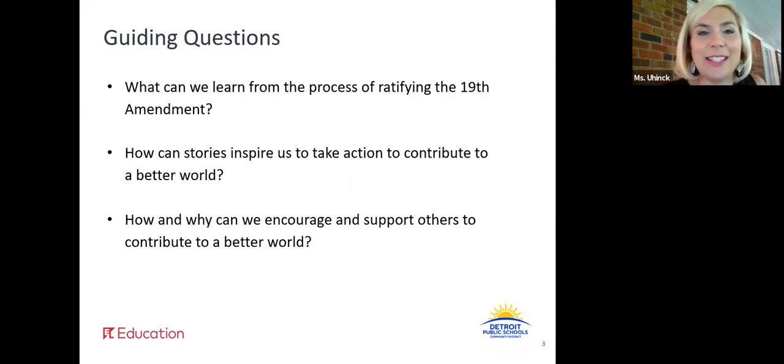Our guiding questions are, what can we learn from the process of ratifying the 19th Amendment? How can stories inspire us to take action to contribute to a better world? And how and why can we encourage and support others to contribute to a better world?